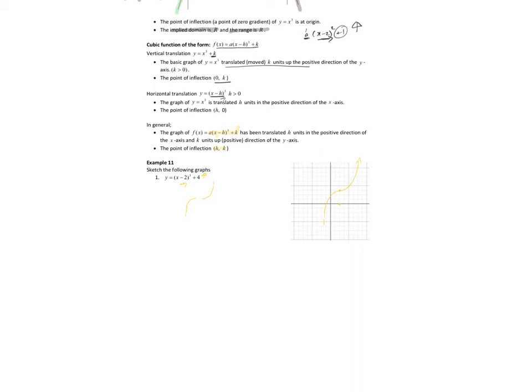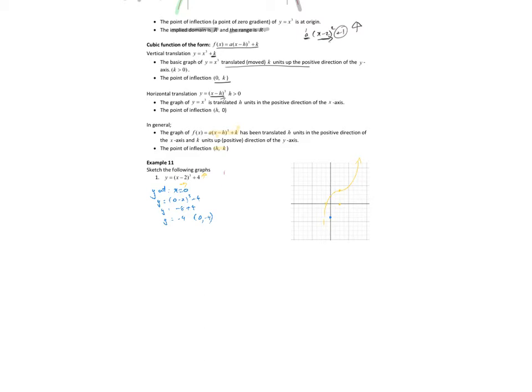To find my intercepts, I do exactly what I've done in the past. To find my y-intercept, I just put x equal to 0. It doesn't matter what kind of graph I'm dealing with, does it? So if I put x equal to 0, y is equal to 0 minus 2 all cubed plus 4. So y is equal to negative 8 plus 4. So the y-intercept is equal to negative 4. So we can see straight away there, my graph has to change a little, doesn't it? So my intercept is at 0, negative 4.